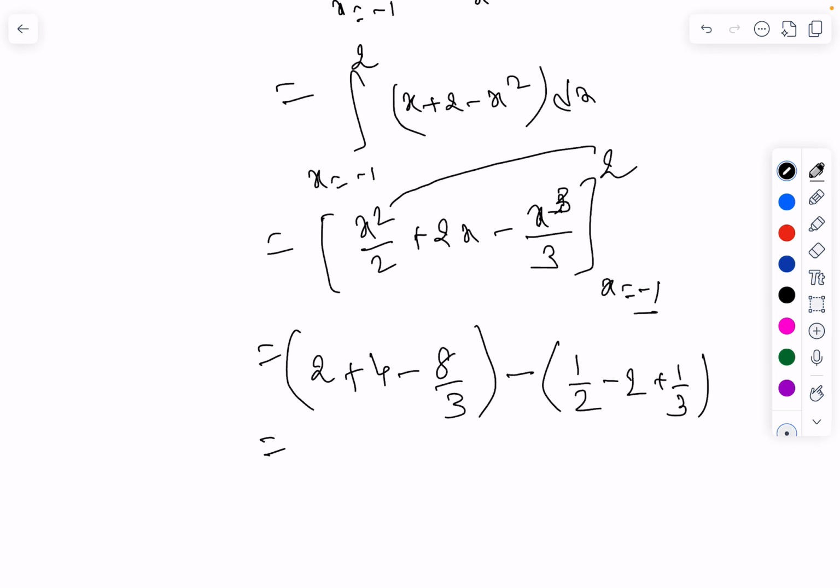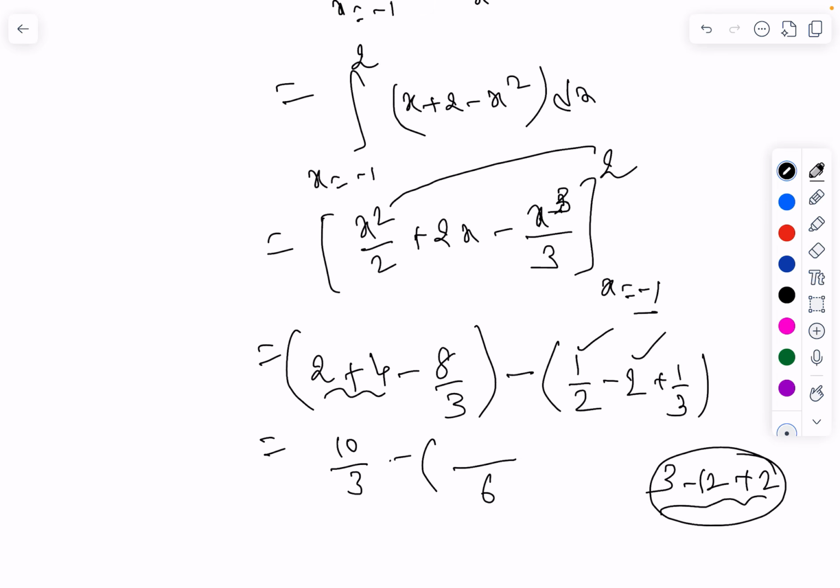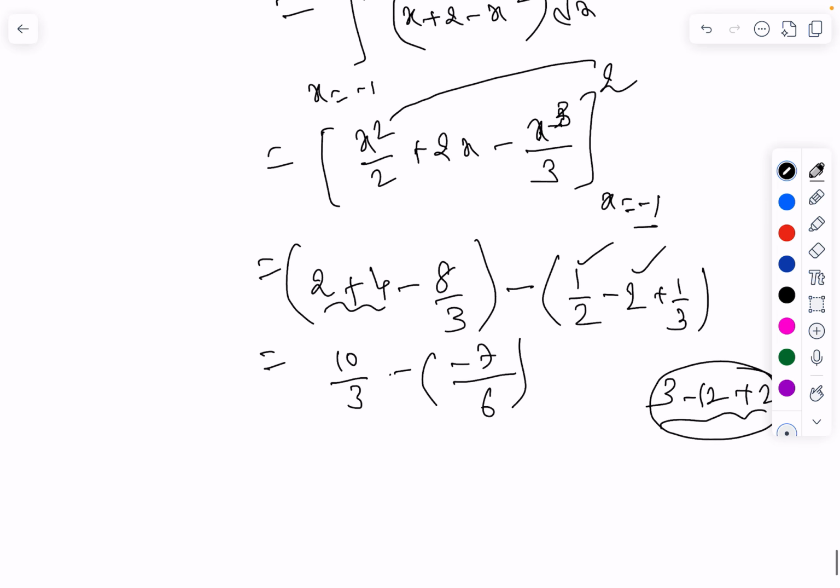Minus sign is there, so minus minus plus 1 by 3. So you can simplify this. 4 plus 2, 6. 6 is 18. 18 minus 8, so that is 10 by 3. And this one is minus, like this is 6. So this is 3 minus 12 plus 2, so that is minus 7. So minus 7 by 6. So this is equal to 10 by 3 plus 7 by 6. And simplify this, you will get 9 by 2 square units.